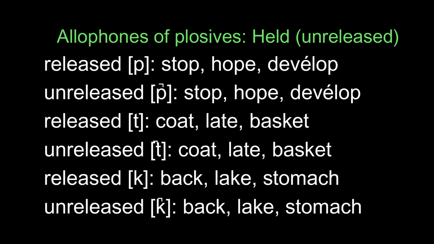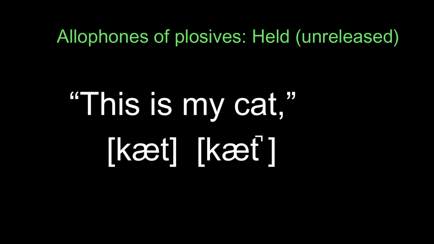Released P: stop, hope, develop. Unreleased P: stop, hope, develop. Released T: coat, late, basket. Unreleased T: coat, late, basket. Released K: back, lake, stomach. Unreleased K: back, lake, stomach. For example, in the sentence, this is my cat, cat can be pronounced either released or unreleased.